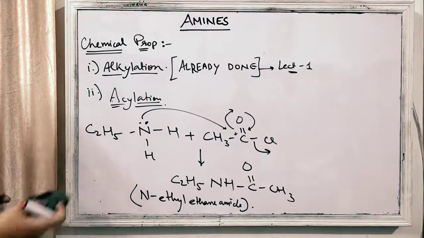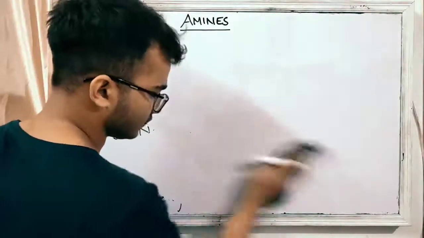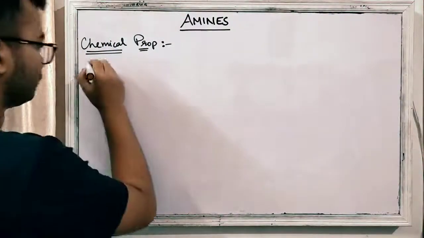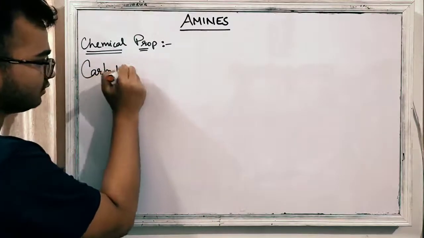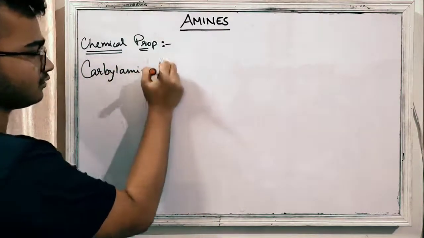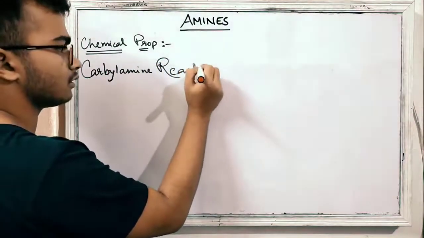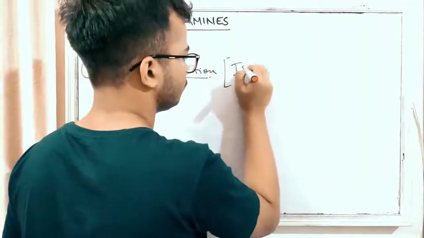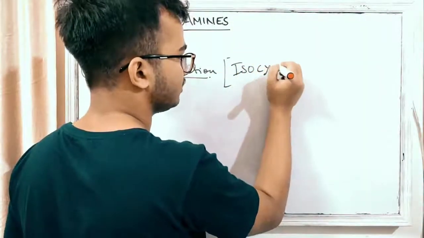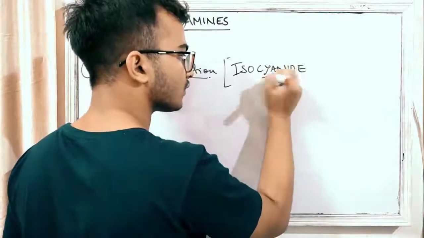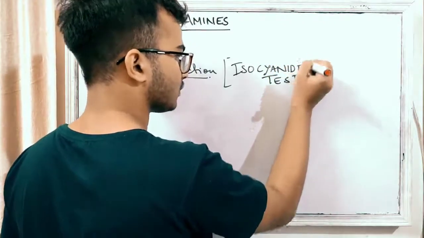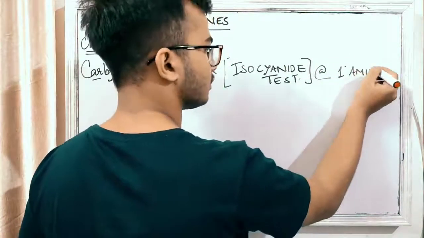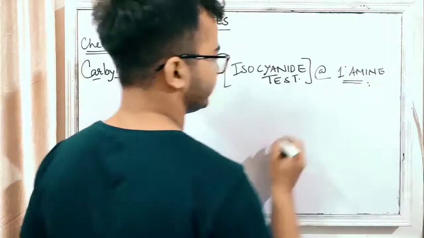Clear? Okay. Give the heading carbylamine reaction or isocyanide test for primary amine, because this reaction is only given by primary amine.